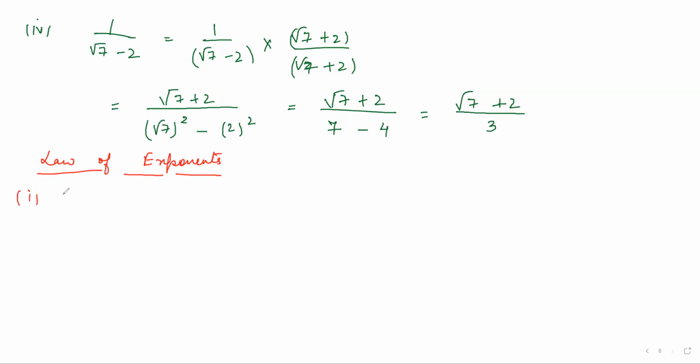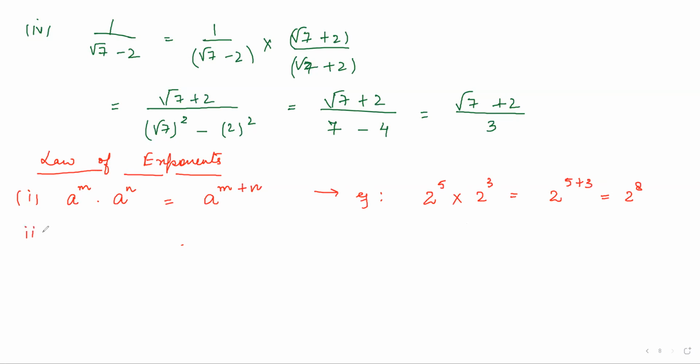If you have two numbers like this, a to the power m into a to the power n, the answer is, when the base number is same and powers are different, the powers actually get added up. It is m plus n. For example, you have 2 to the power 5 multiplied by 2 to the power 3. That clear? So this you can write as 2 to the power 5 plus 3, that means 2 to the power 8. You can give one example of it.